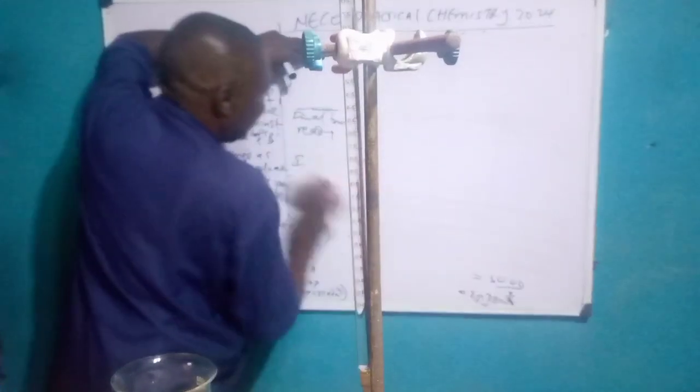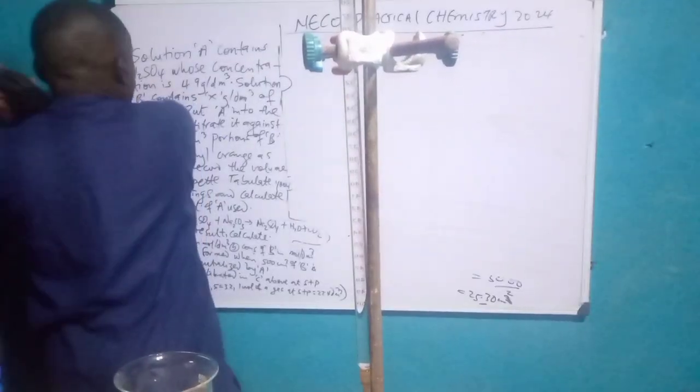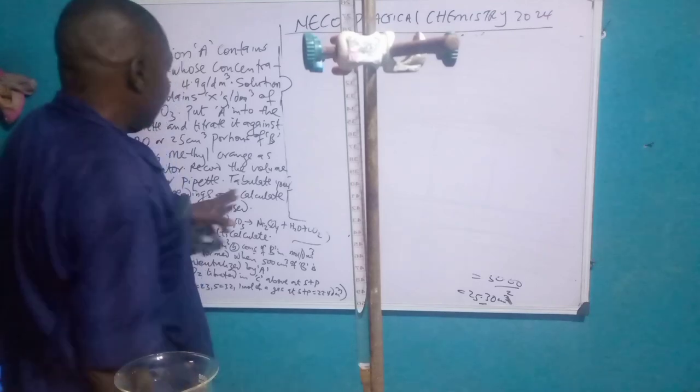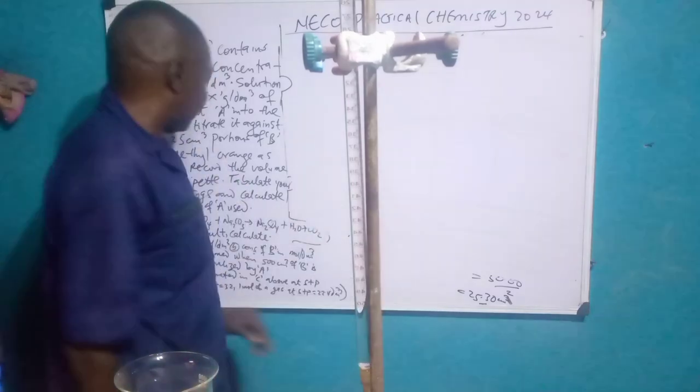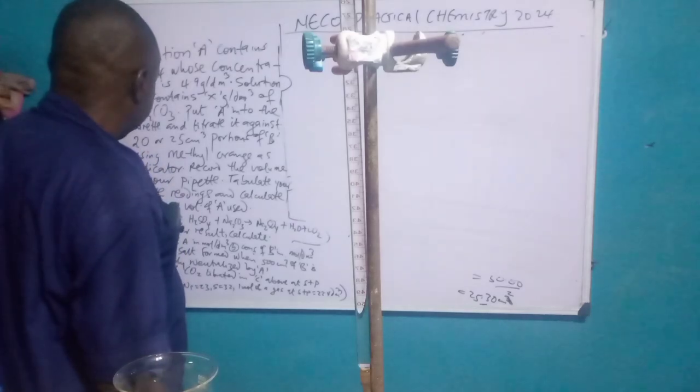You can leave that as a reference point. So you can see down. Let's go to the question. Tabulate your burette readings, which you have already done, and calculate the average volume of A used. We have already done that. Then, equation for the reaction.